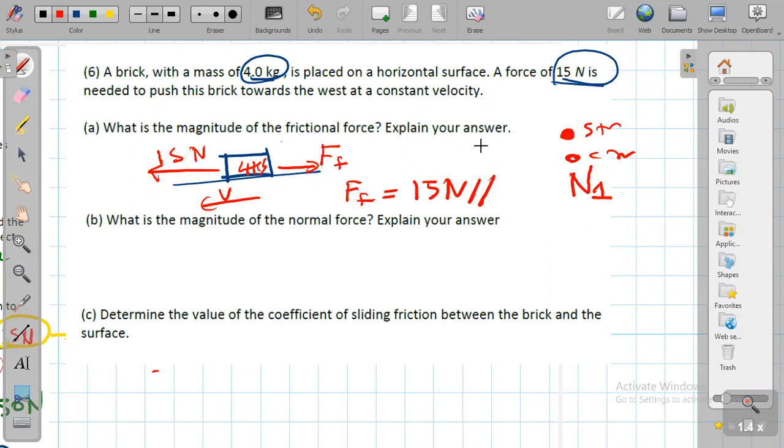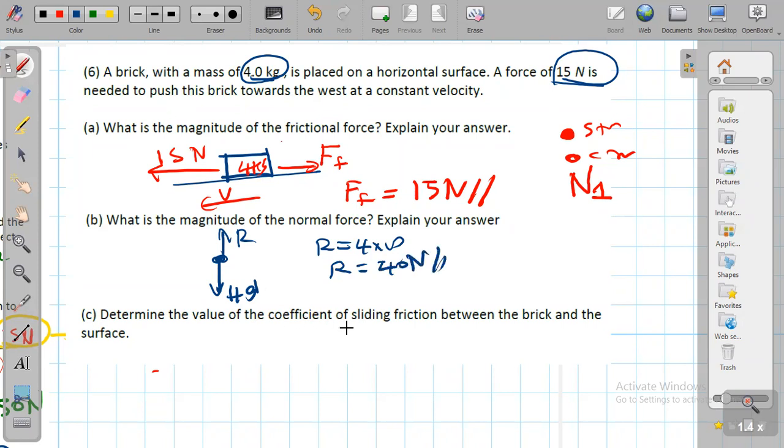Okay. What is the magnitude of the normal force? Explain your answer. The magnitude of the normal force: 4g equals R. So R equals 4 times 10. R is 40 Newton.